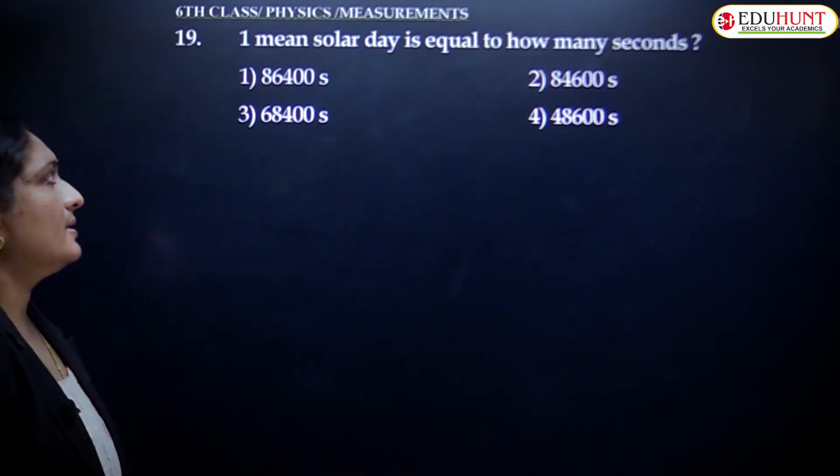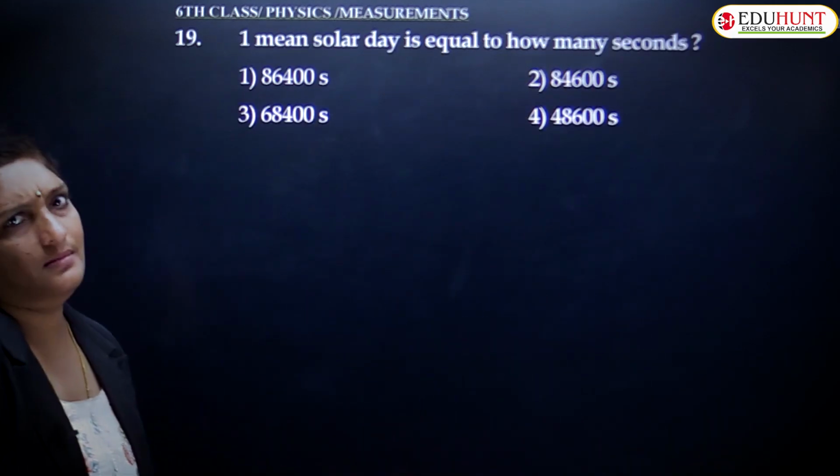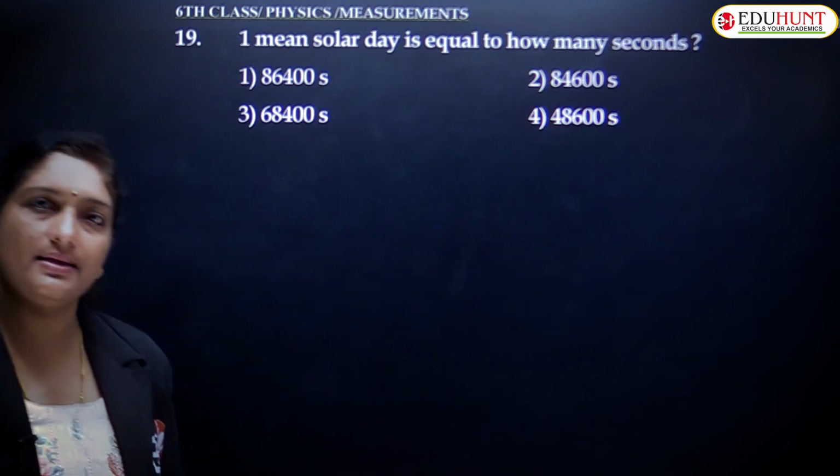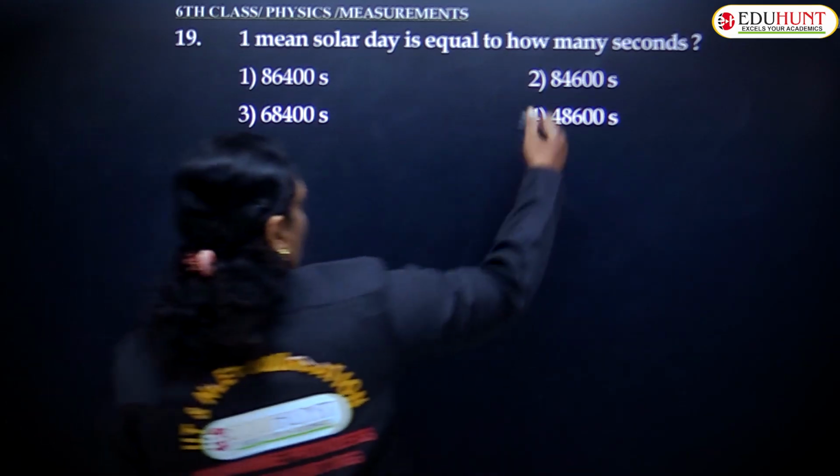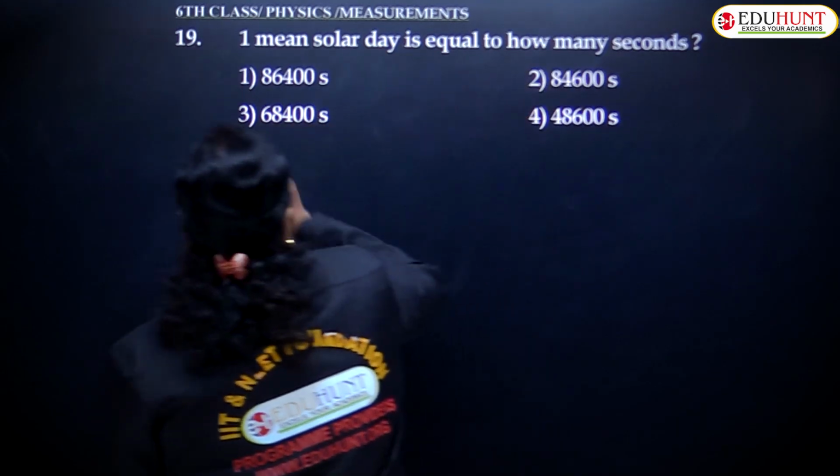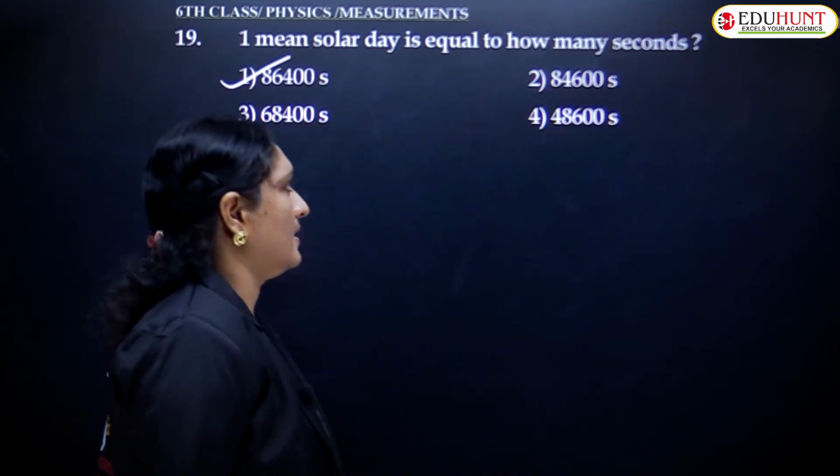1 mean solar day is equal to how many seconds? 1 day, how many seconds? 86,400 seconds. Sorry. 86,400 seconds.